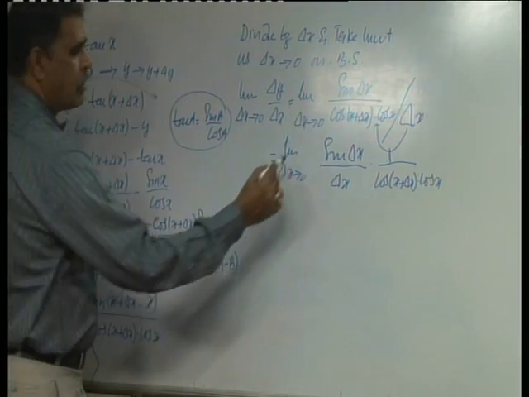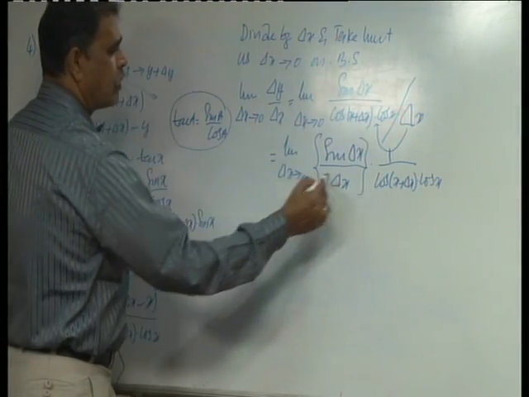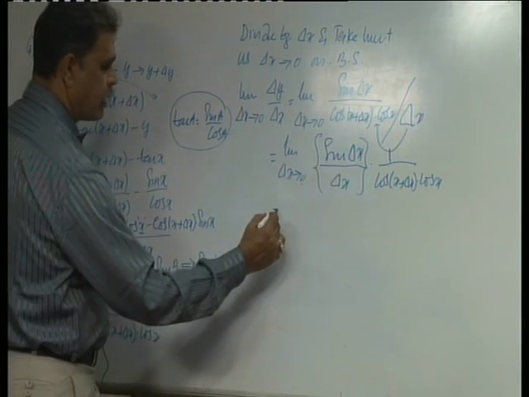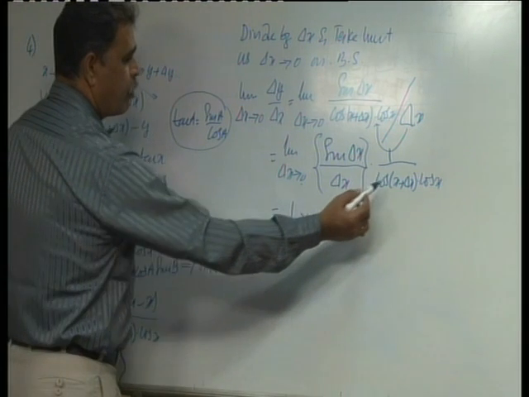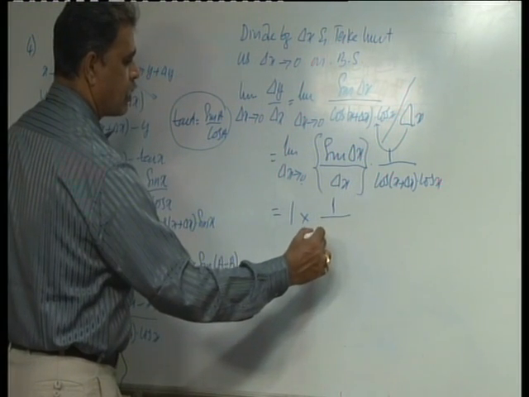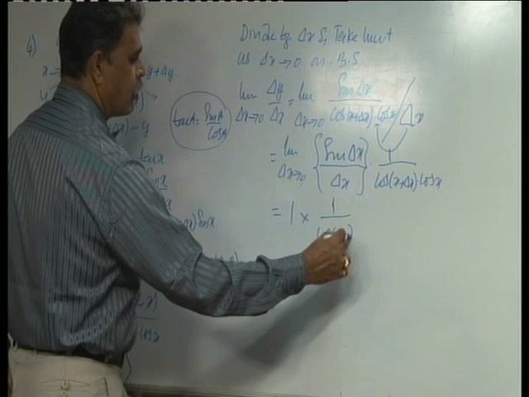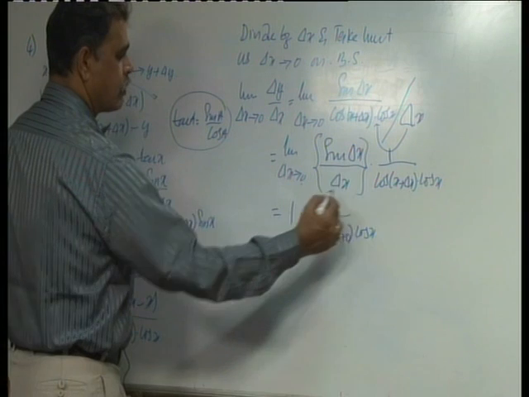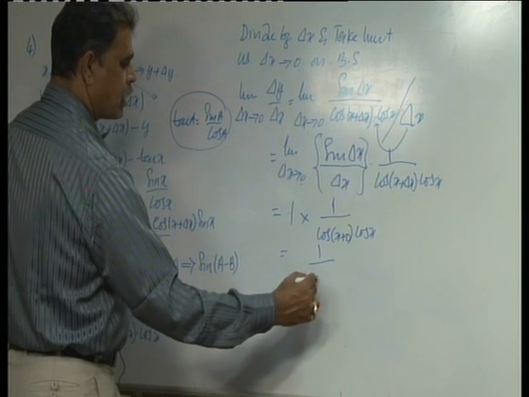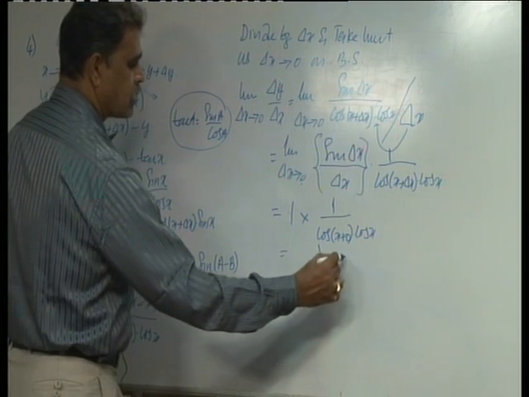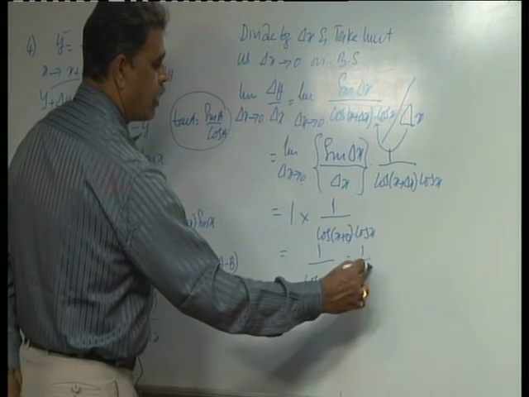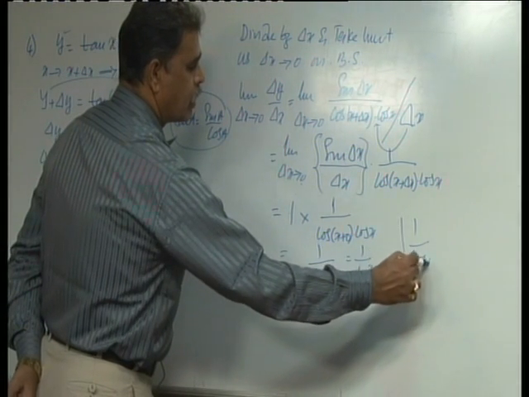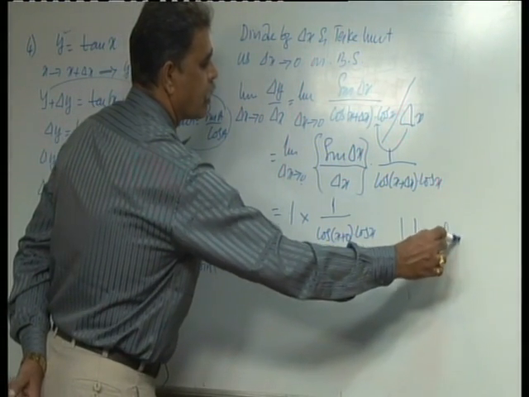Apply the limit, this will become what? It is a standard form, limit of theta tends to 0, sin theta by theta is what? 1, that is why its value becomes 1. Apply the limit for this, 1 divided by cos of x plus 0 into cos x, that is 1 into anything is the same thing, 1 divided by cos x into cos x, that is 1 by cos square. We know that 1 divided by cos A is always equal to secant A.